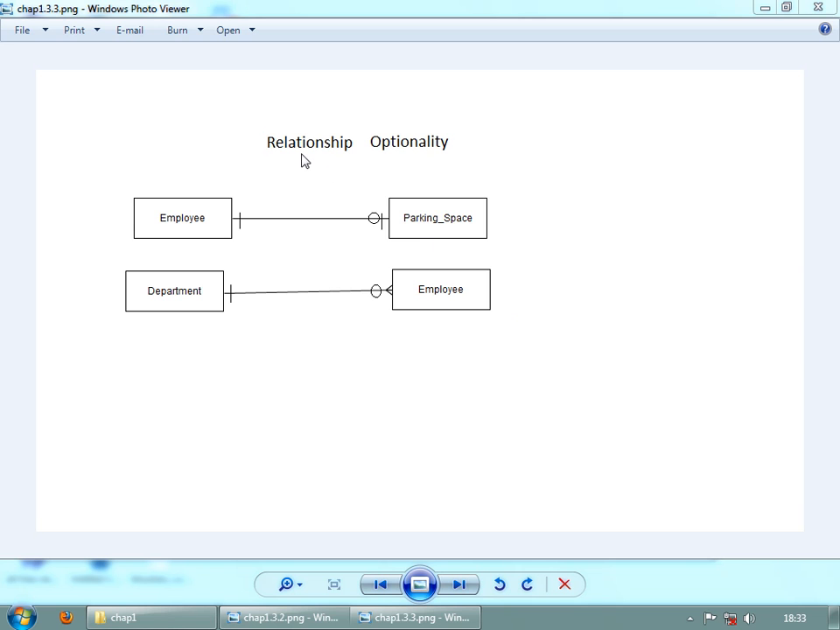Now the third aspect of relationship we are going to understand is optionality. Now optionality means whether a relationship is optional or mandatory. So over here, an employee can have a parking space or an employee can't have a parking space. So employee has 0 or 1 parking space. So an employee can exist without having a parking space. In the second case, a department can have 0 or more employees. That is, a department can exist without any employees in it.